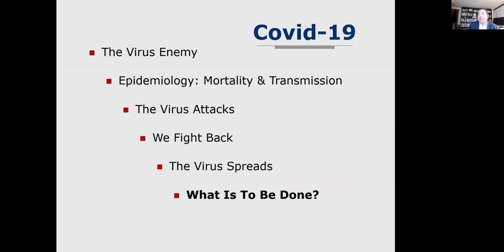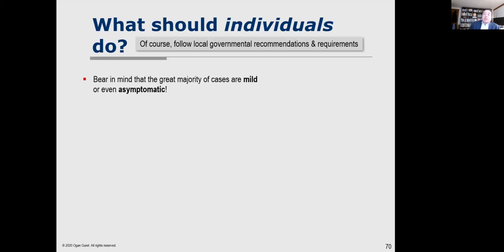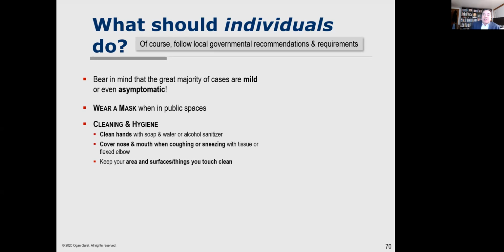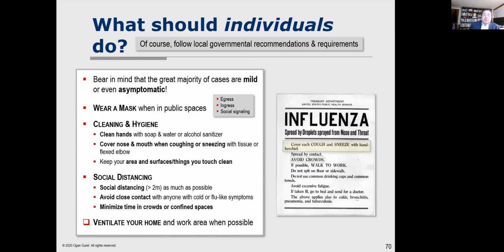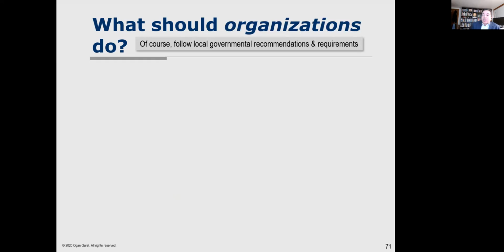So finally, what is to be done? What should individuals do? Bear in mind that the great majority of cases are mild or even asymptomatic. Wear a mask. Cleaning and hygiene, social distancing are all very important. Ventilation, these are all not new. We saw this in the Spanish influenza.